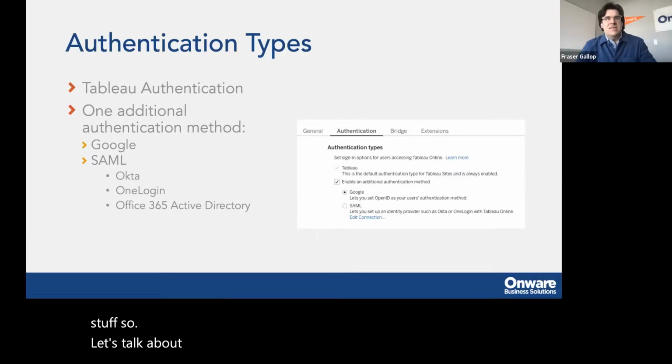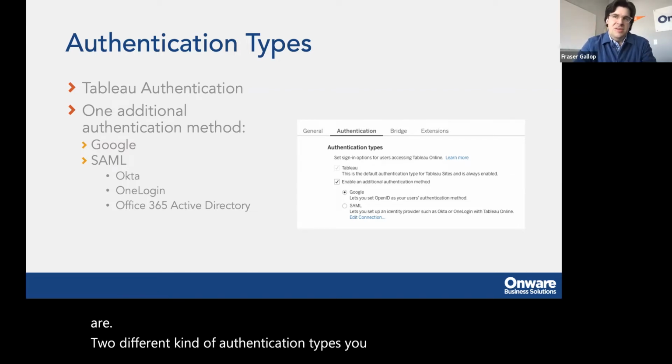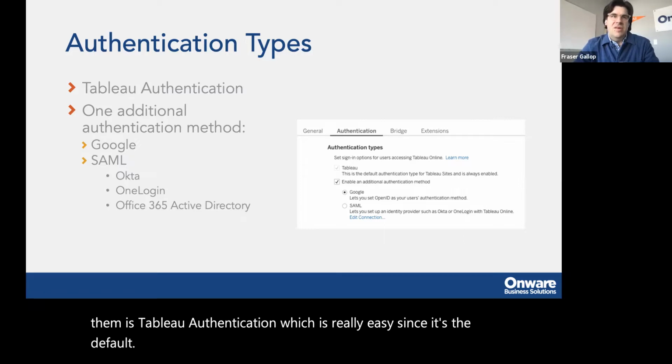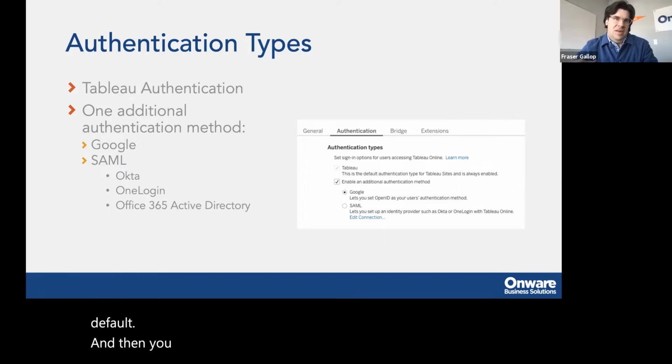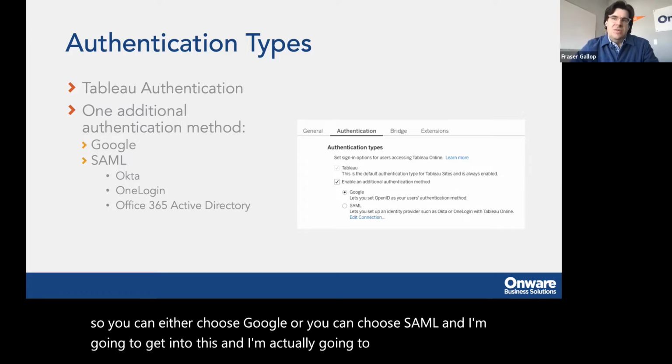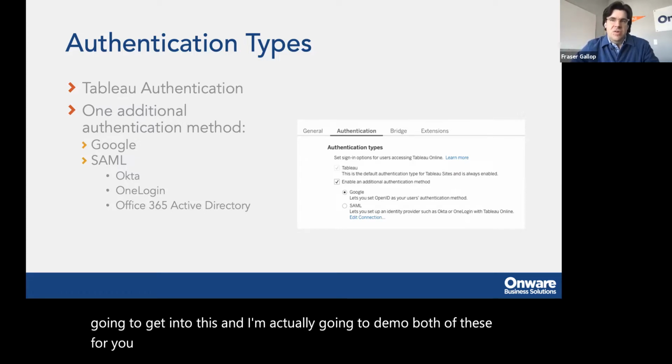Inside of Tableau Online, there are two different kinds of authentication types you can deal with. One of them is Tableau authentication, which is really easy since it's the default. Then you can also have one additional authentication method. You can either choose Google or you can choose SAML. I'm going to get into this, and I'm actually going to demo both of these for you. The first one, Google, is pretty straightforward.